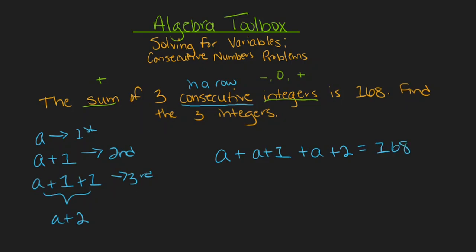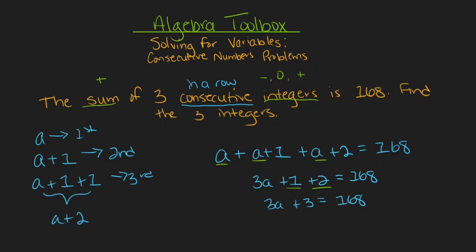Now that I figured out how to define everything and I've set up my equation, I can go ahead and start solving. So the first thing I see is that on the left side of this equation, I have A's in multiple places. I'll go ahead and combine those like terms first. I have three A's, so I can combine those into 3A plus 1 plus 2 equals 168. And then I see that I also have constants in two places on the left-hand side, so I can combine these as well into 3A plus 3 equals 168. Now I can start to solve.